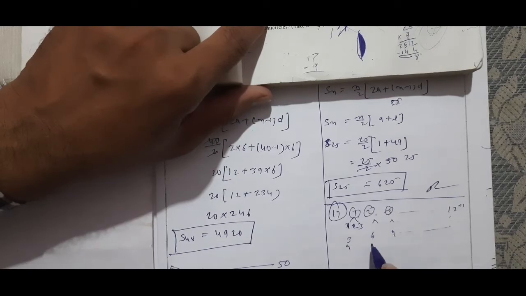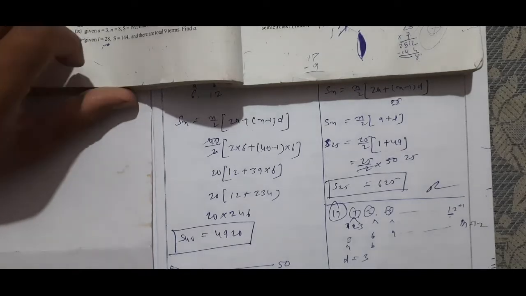So this is A, this is B, and 6 minus 3 gives the D value, which is also 3, and the total number of classes is 12. So the N value is 12. So you can easily find how many trees there are.